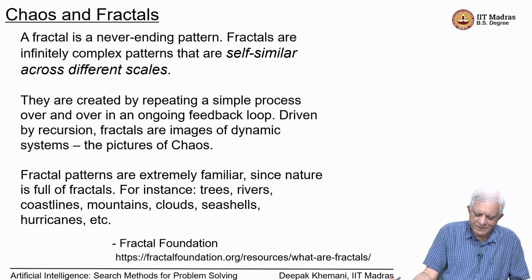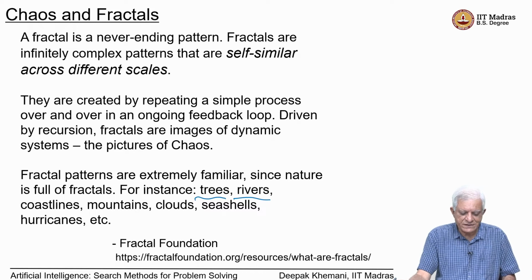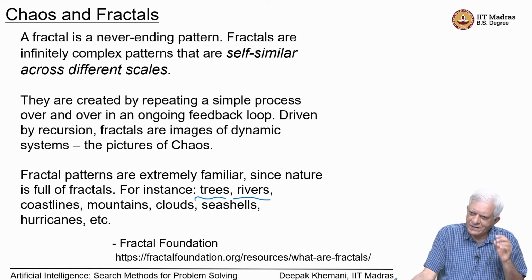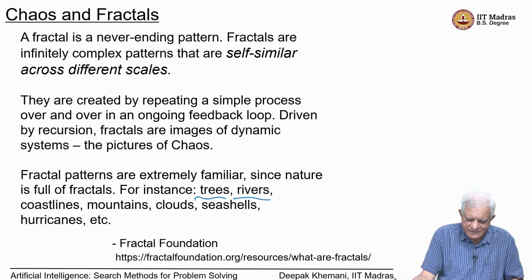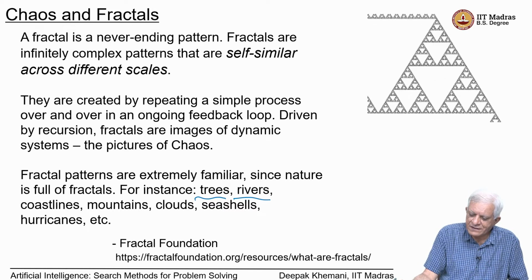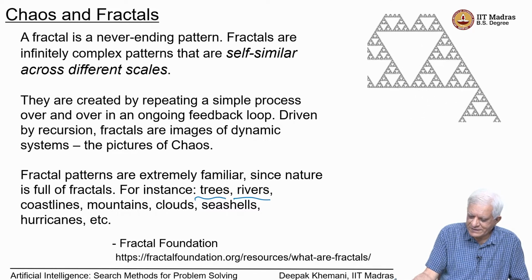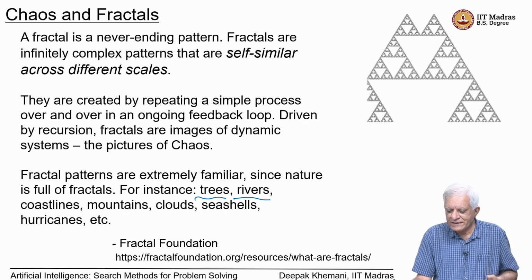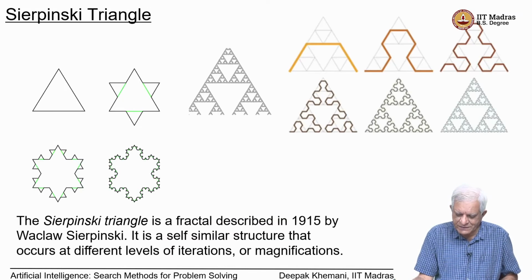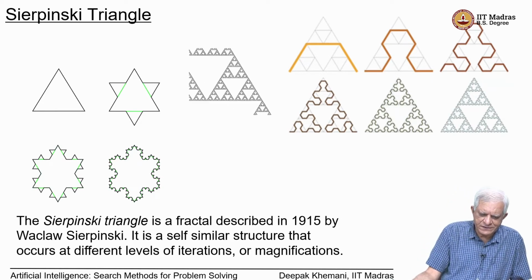Fractal patterns are extremely familiar since nature is full of fractals. So, for example, trees have a fractal structure, rivers have a fractal structure, coastlines have a fractal structure. So, if you take images of coastlines and you keep zooming in, you will see that the images will look similar essentially. So, that is the idea of fractals in general. So, here is something called the Sierpinski triangle, and you can see that the more we zoom in, the more it looks the same essentially. These are infinitely recursive patterns which are repeated essentially, and that is known as the Sierpinski triangle.